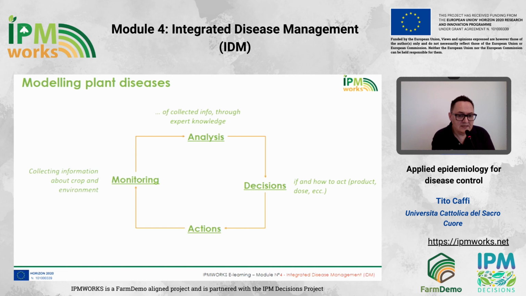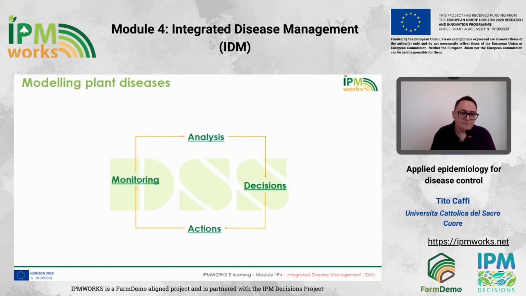And please note that sometimes the decision is also about what not to do, and not only about what to do. Then we have the action, so the application of proper crop management or crop protection intervention. And they can be of many different types: agronomical, non-chemical, biocontrol, or chemical intervention. In these 4 stages, we have a decision support system.